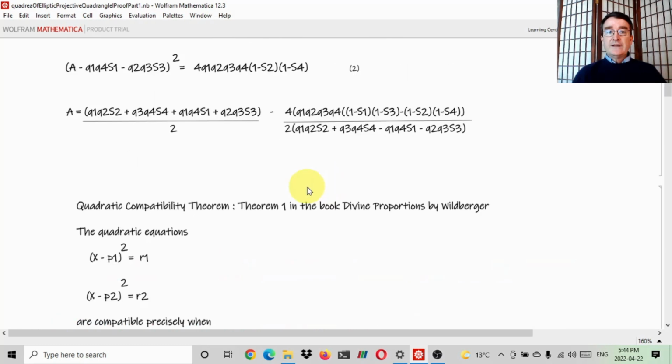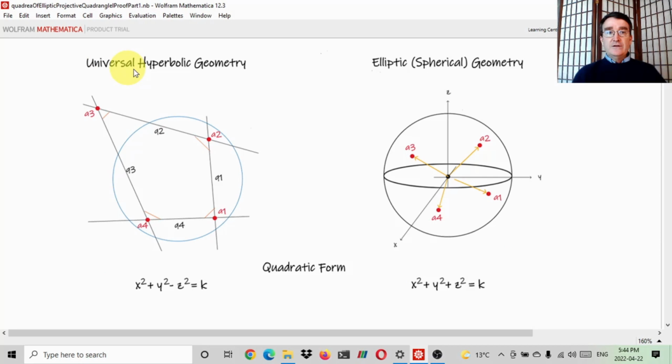Okay, so again, in universal hyperbolic geometry, you have these four projective points, A1, A2, A3, and A4, with quadrance between A1 and A2 being Q1. Similarly, Q2 is the quadrance between A2 and A3, Q3 is between A3 and A4, and Q4 is between A4 and A1. And the spread S1 is the spread between this line. Here's S2, this is S3, and this is S4.